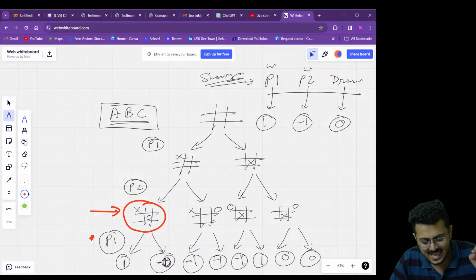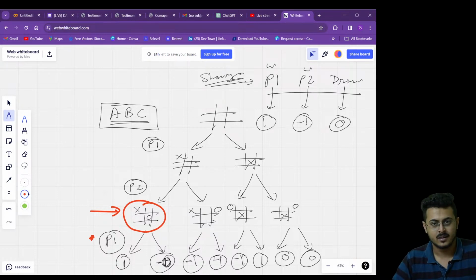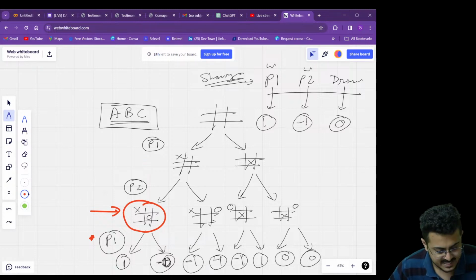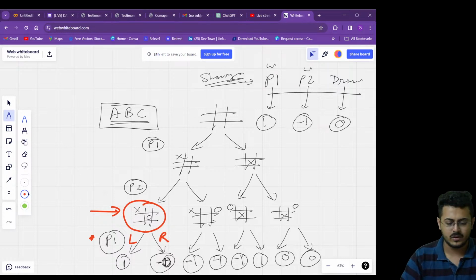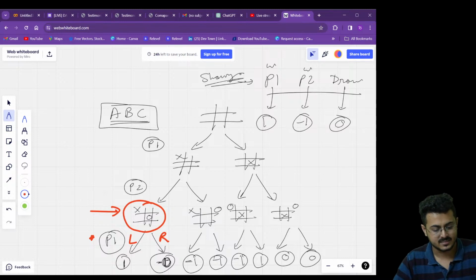So if you are present at this particular game state, will you go towards the left hand side or will you go towards the right hand side, guys? Do let me know. We'll go towards the left.